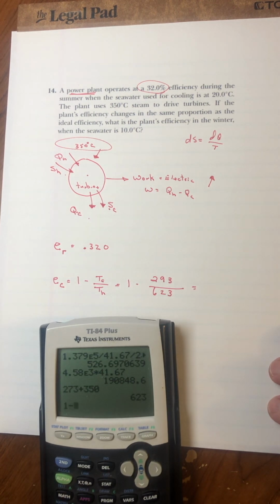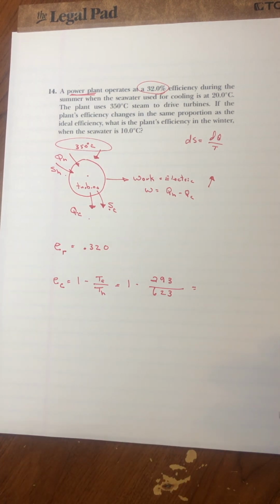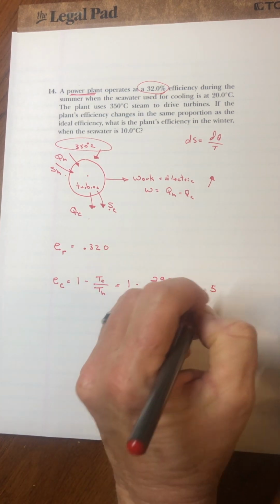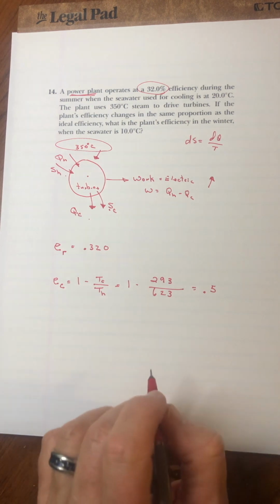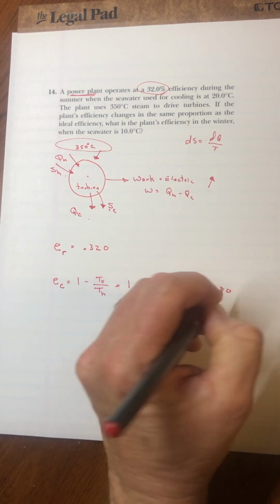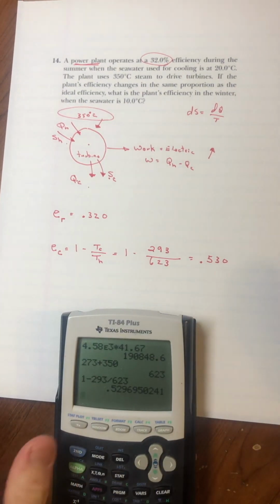So if I go 1 minus 293 divided by 623, we're saying that this could be 53.0% if it operated in a Carnot cycle.